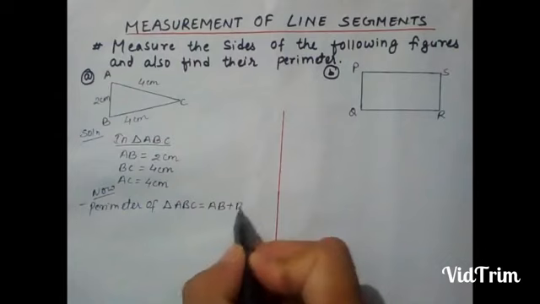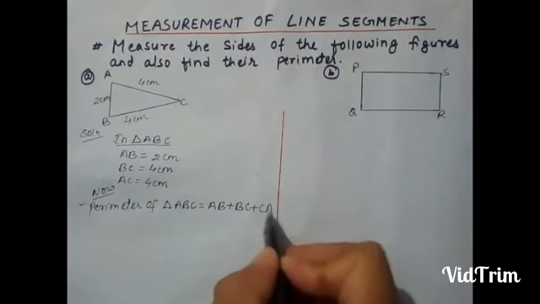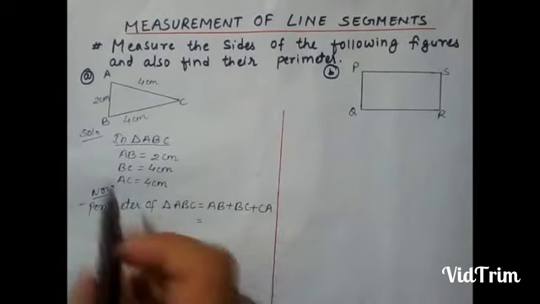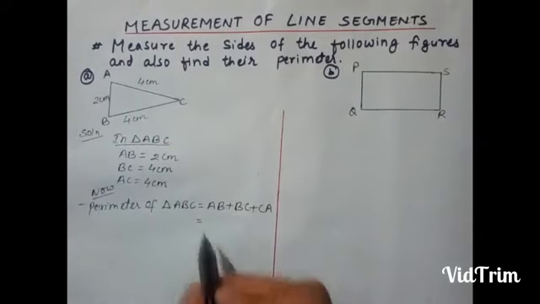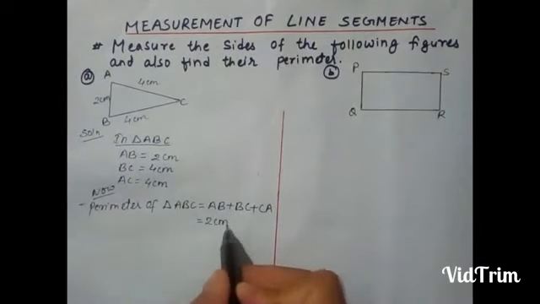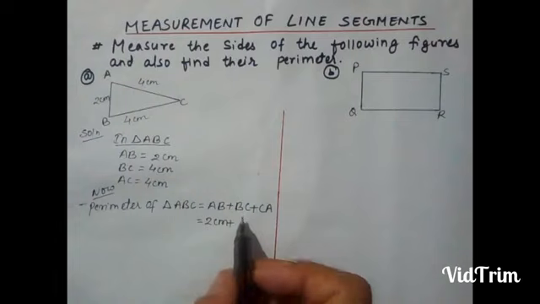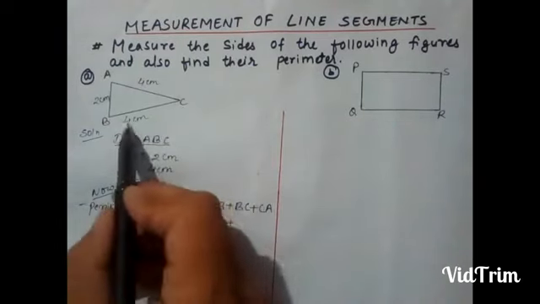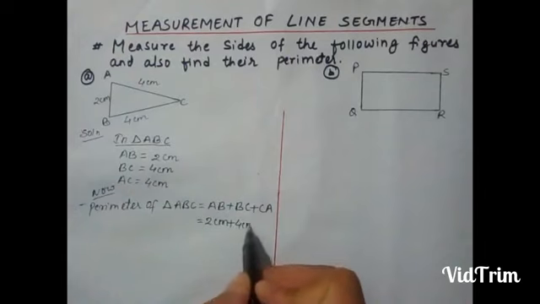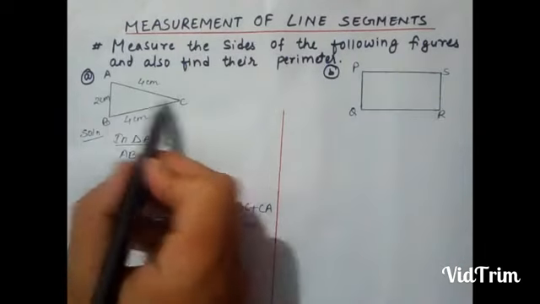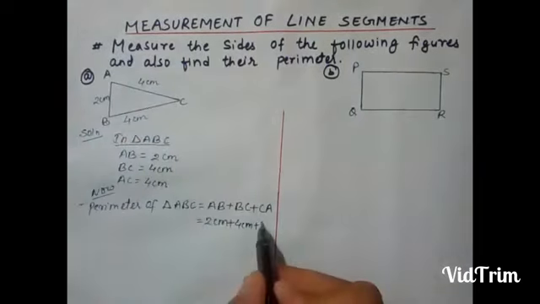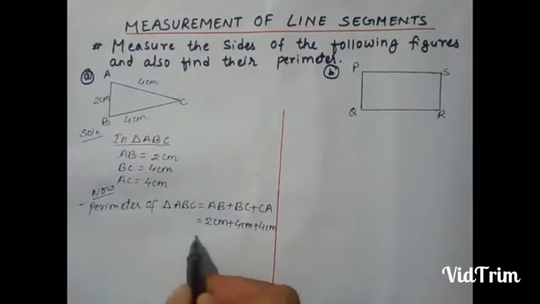AB plus BC plus CA. AB is 2 centimeter. We need to keep their value. BC, length of BC is 4 centimeter, as we can see, plus CA is 4 centimeter. So let's add.